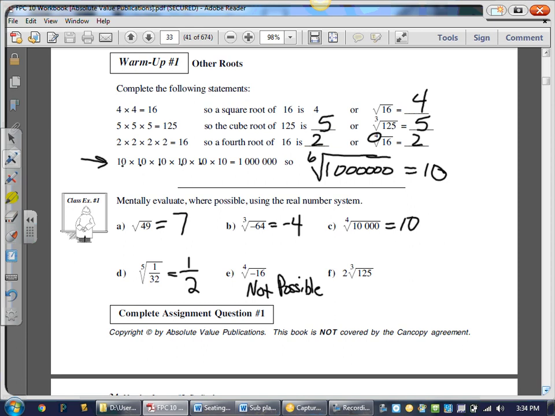Okay, letter F. We have 2 times the cube root of 125. If you recall from last year, this 2 out here is simply multiplying the cube root of 125. So all we have to do is find the cube root of 125 and then times it by 2. The cube root of 125, if you recall from Friday, was a 5. So 2 times 5 is 10.